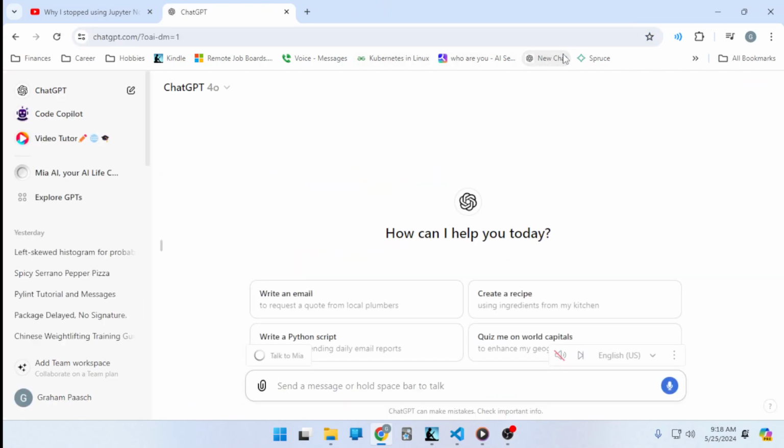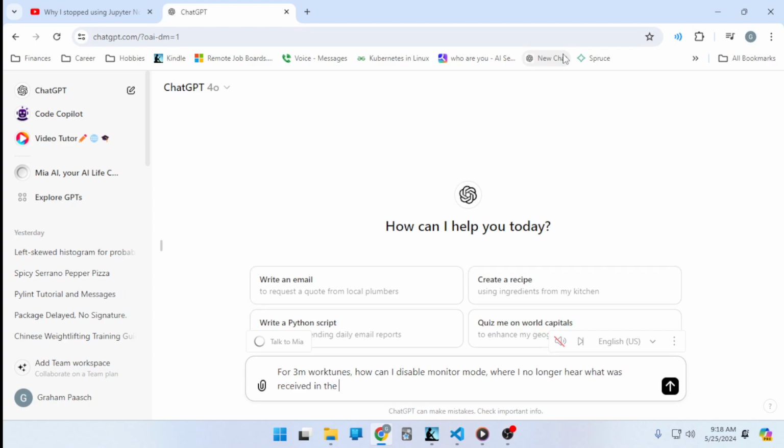You can use ChatGPT to help you toggle settings. That's basically one of my favorite ways to use ChatGPT. So for 3M WorkTunes, how can I disable monitor mode where I no longer hear what was received in the mic fed back to the output.